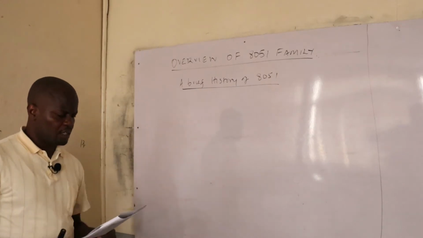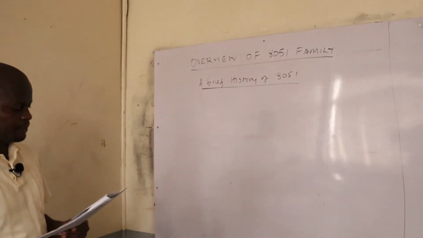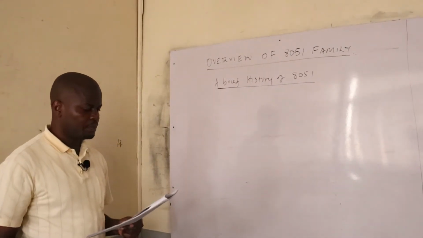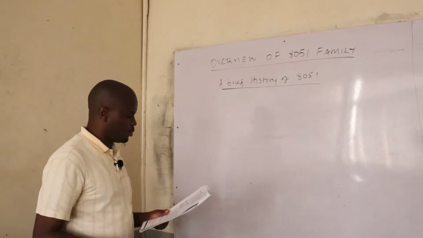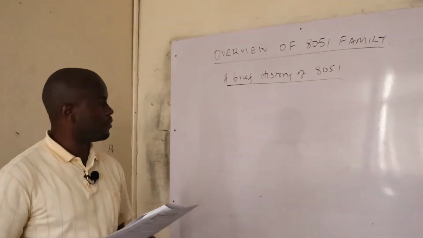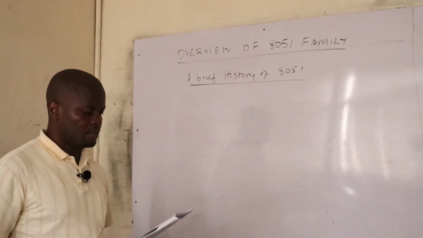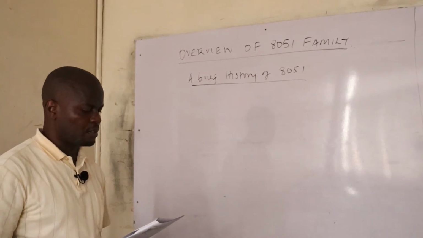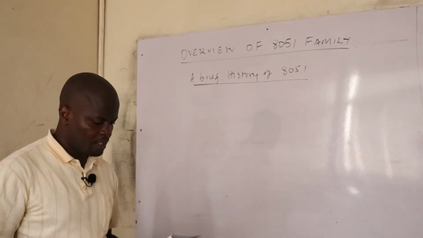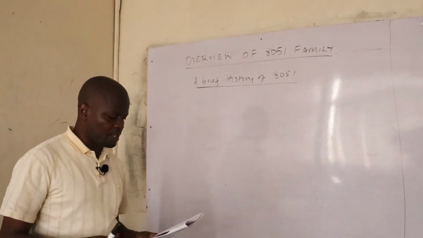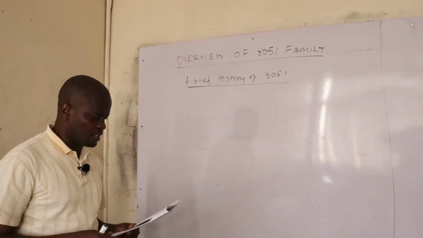The 8051 is a microcontroller. It was developed in 1981 by Intel Corporation, and it is an 8-bit microcontroller. It has 128 bytes of RAM, 4 kilobytes of on-chip ROM, 2 timers, 1 serial port, and 4 ports, each of which is 8 bits wide. All these are on a single chip. At times, we usually refer to it as a system on chip.